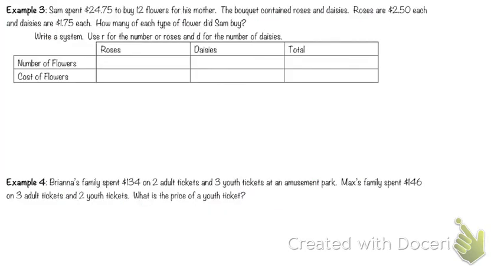Now, number 3 was a bit different. Were there 2 different companies? No. We had Sam spend a total amount to buy a total number of flowers. We were given 2 different totals. We were told he spent this much total, and he bought this many flowers total. We were given 2 total amounts. And we were told it contained roses and daisies, and that roses are $2.50 each, and daisies are $1.75 each.